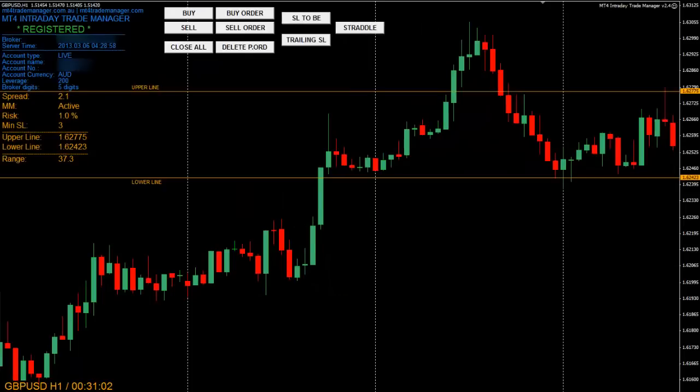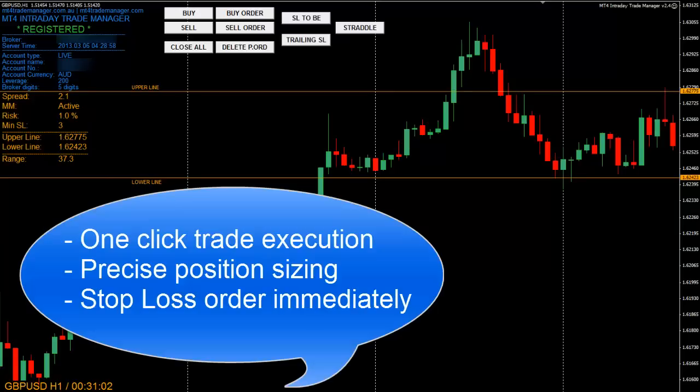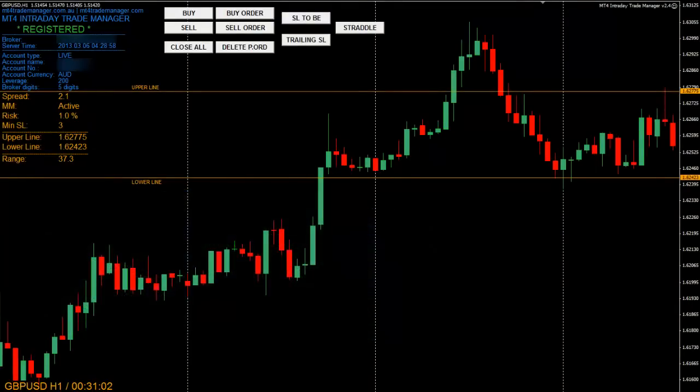I developed this script as a solution of the deficiencies of the MetaTrader 4 platform. So by using this script, really I can trade by clicking on a single button, use precise position sizing for each trade, and place stop loss order immediately with the trade together. I try to emphasize the importance of it.